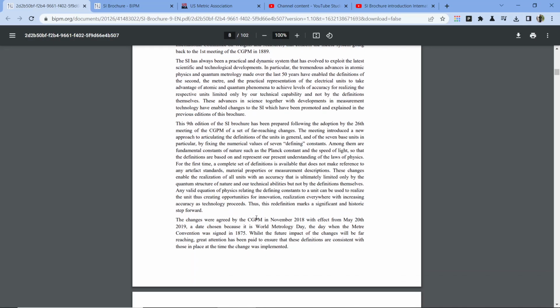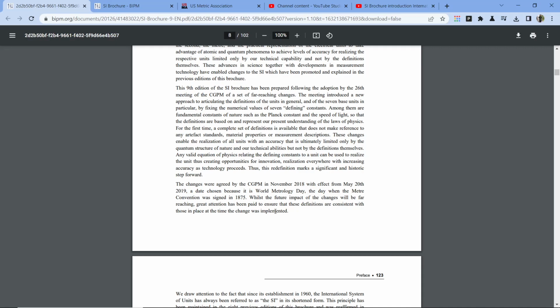The changes were agreed by the CGPM in November 2018 with effect from May 20th, 2019, a date chosen because it is World Metrology Day, the day when the Meter Convention was signed in 1875. Whilst the future impact of the changes will be far-reaching, great attention has been paid to ensure that these definitions are consistent with those in place at the time the change was implemented.